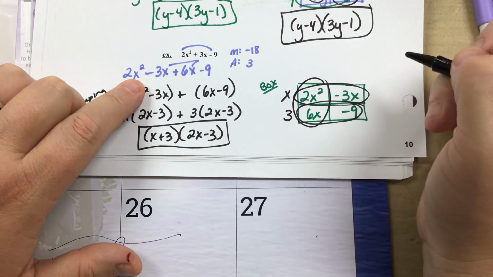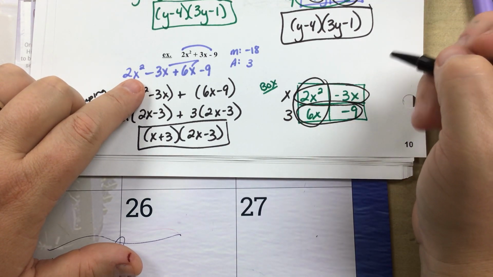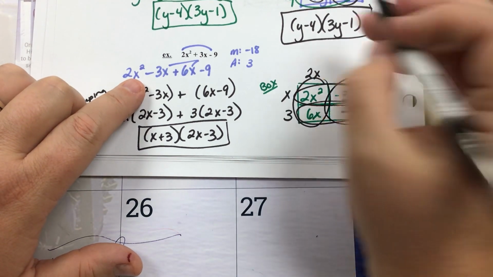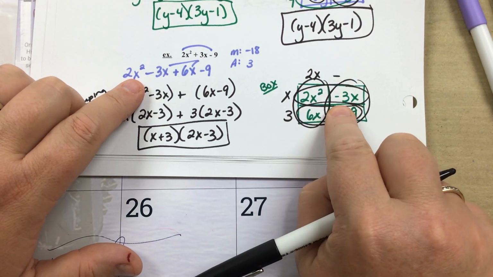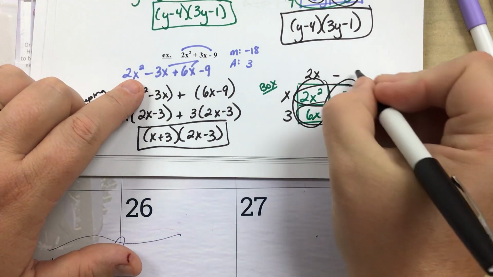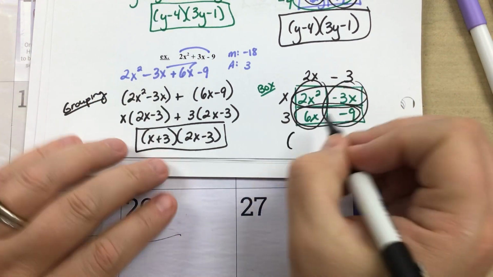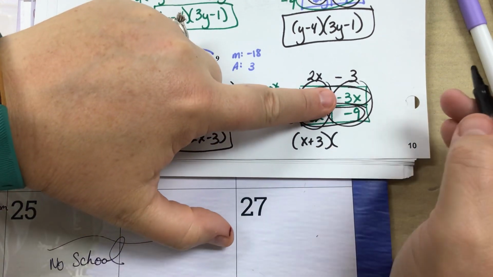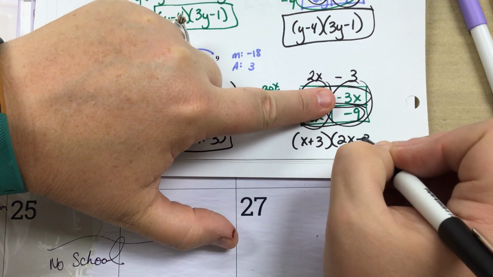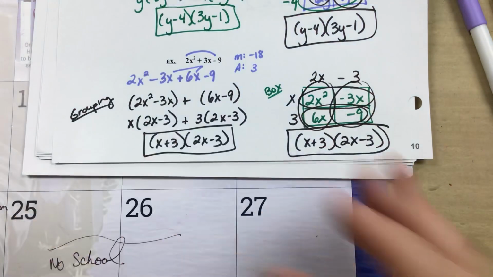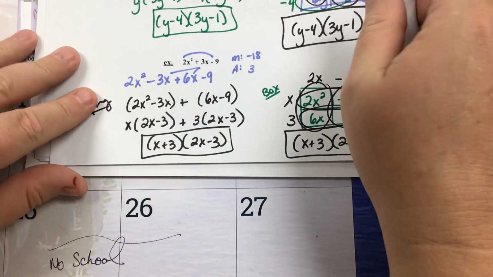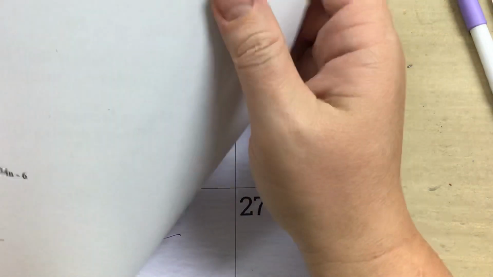If I look at the first column, what can I factor out? The 2x. And the last column, I can factor out a negative because this top one is negative, so I can factor out a negative 3. So again, what we have here, we have x plus 3. What we have at the top here, we have 2x minus 3. Again, you notice we get the same answer either way we approach it. Okay, let's take a look at a few more examples.